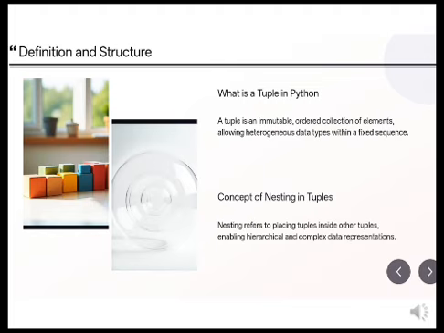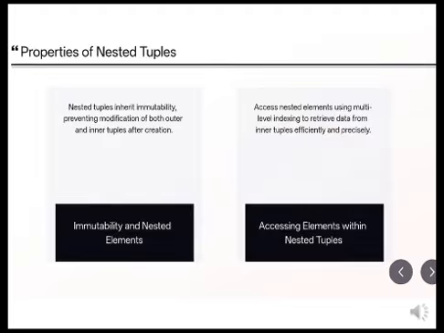When we talk about the properties, nested tuples have some important properties. First, they are immutable, so their values cannot be modified. Second, they can store multiple data types. Third, we can access elements using indexing. For example, if we have a nested tuple, we can use multiple indexes to access inner values.